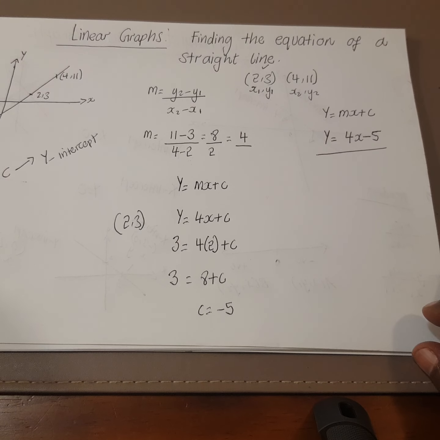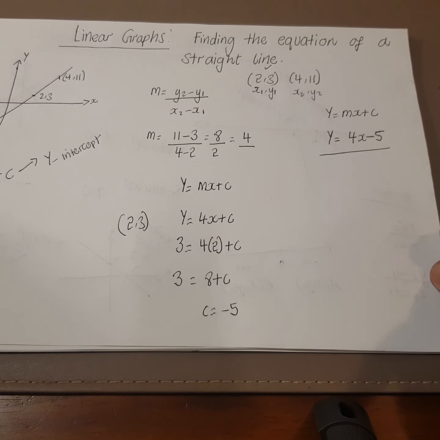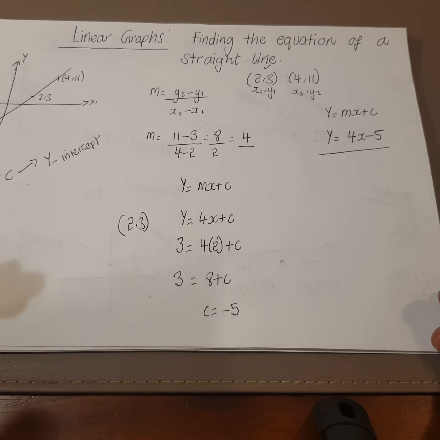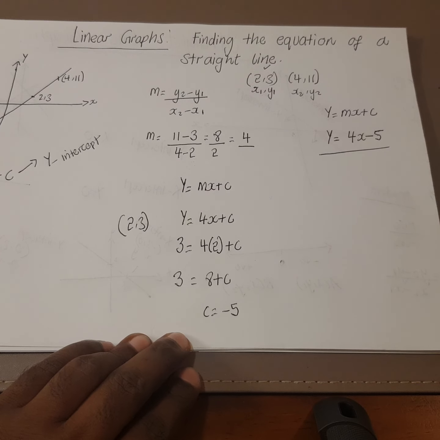What I've done now is, in place of m, I've put 4, and in place of c, I've put -5. Now, I mentioned to you before, you can choose to put 4, 11 as well, and you will get the same answer. So I've got the space here. Why not use that space to show the other way? That also gives you the same answer.